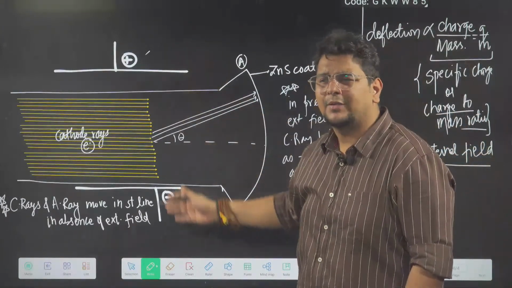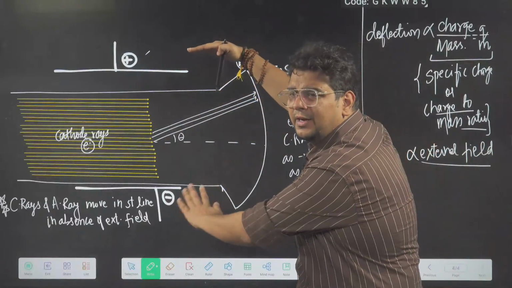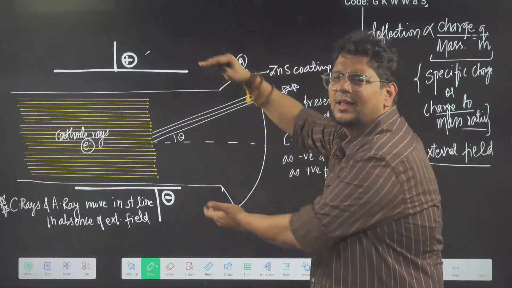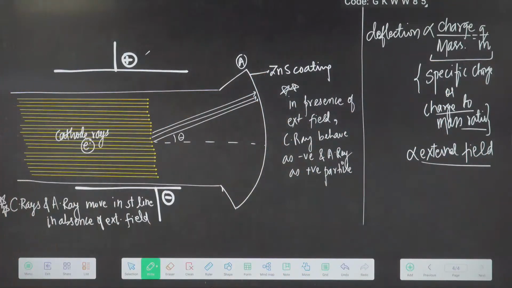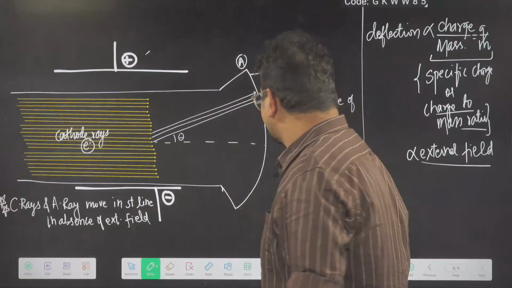If I take a more powerful field, there is more deflection. A less powerful field, less deflection. So deflection is proportional directly to charge, inversely to mass, and directly to external field. Does anyone have any doubt in this? Tell me, otherwise we will move on to NCERT. No doubt? Great. Open the NCERT now.